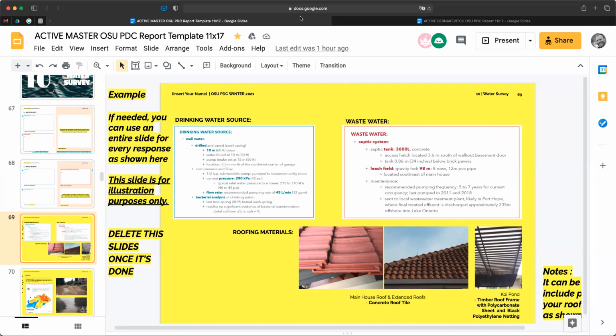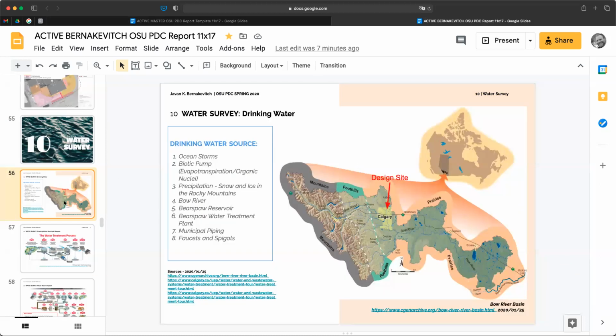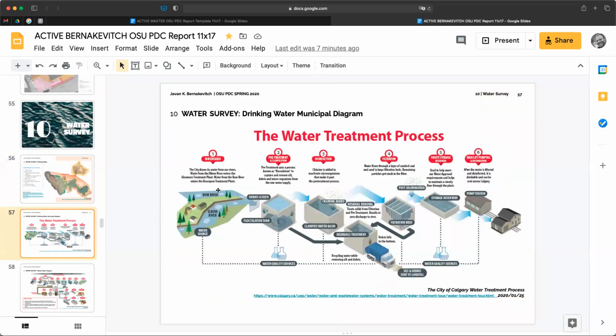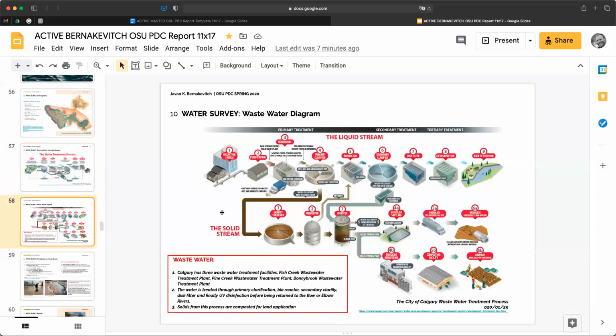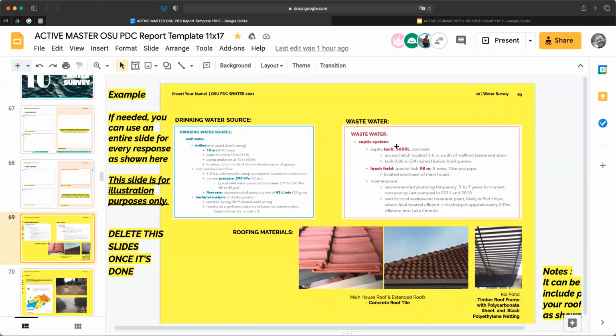And then on the wastewater side, let's just go back. Actually, I have another excellent image that I put in here about the water treatment process that I found. And on the wastewater side, you want to give us a sense of where that wastewater goes to. So there's 3 different wastewater treatment plants in Calgary. I took a look at how it was treated and then talked about the biosolids and where they went. Similarly, if you're in a rural site, you're going to be taking a look at the septic system, the leach field, the maintenance, things of that nature. Make sure to jot all that down.